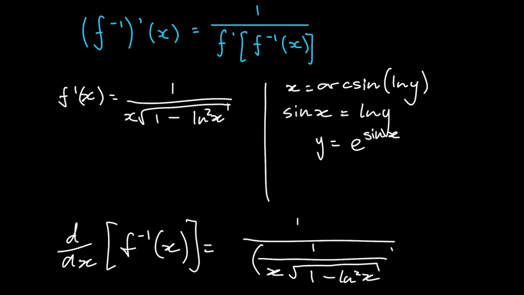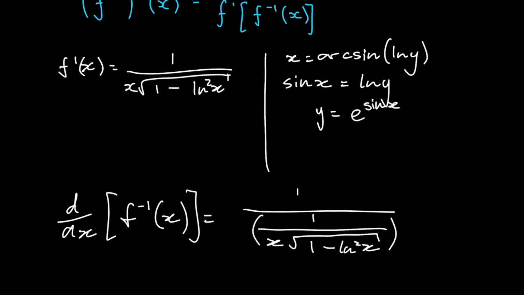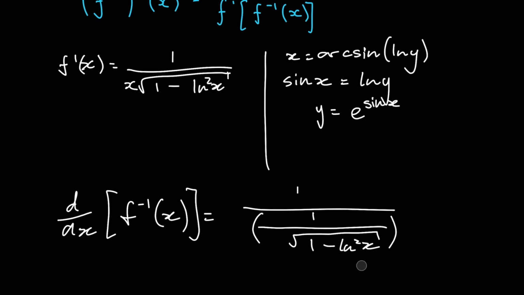Okay, but now within our derivative, we had our inverse. So now every time we see an x, we have to insert the inverse function, which was e to the power of sine of x. So we're going to take out those x's, and we put e to the power of sine of x. And same again here, e to the power of sine of x.